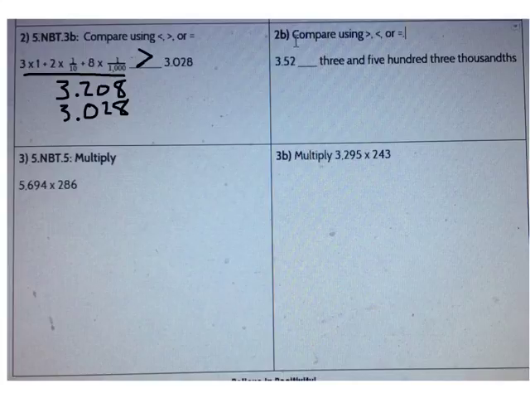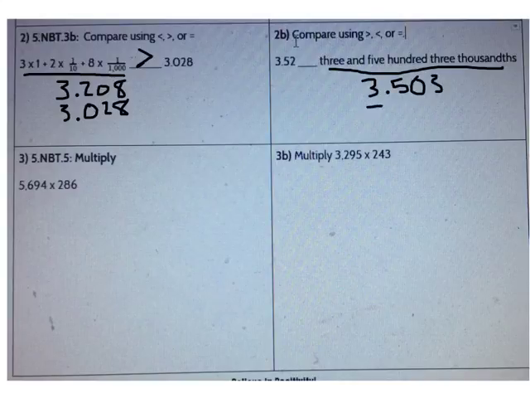Now try another. Which sign can go in the blank to correctly compare the decimals? Well, let's see. 3 and 503 thousandths is written as 3 and 503 thousandths. I can line my decimal numbers up, and 3 and 52 hundredths is greater. 2 in the hundredths place is greater than 0 in the hundredths place.